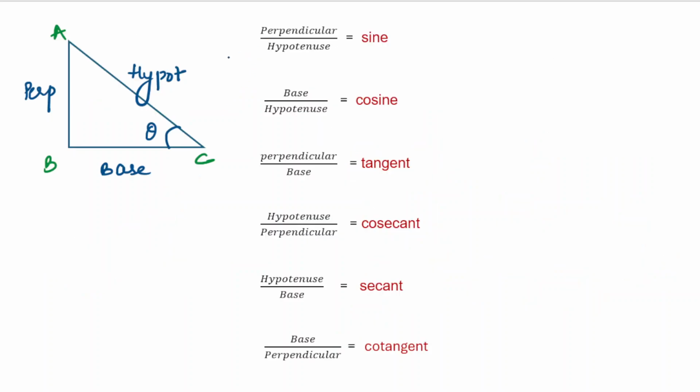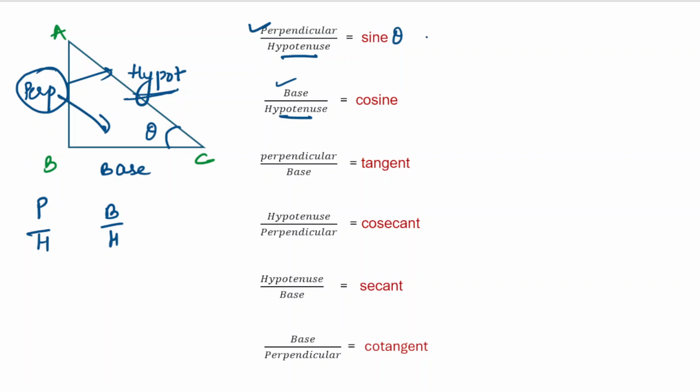So let's start. First, we take perpendicular with hypotenuse, and then base with hypotenuse. So hypotenuse is in the denominator and perpendicular is in the numerator, and here base is in the numerator. So we write it as perpendicular upon hypotenuse and base upon hypotenuse. And with respect to angle theta, perpendicular upon hypotenuse is known as sine theta. Okay, and generally we write it as sin theta.